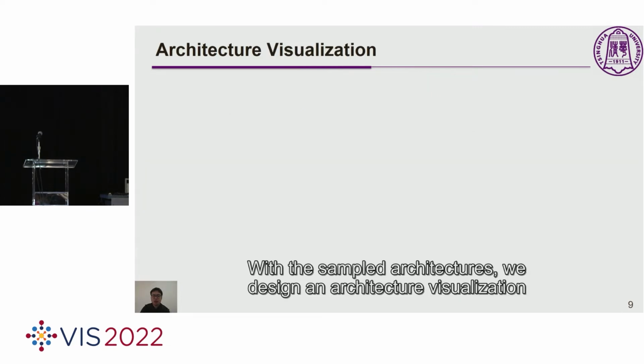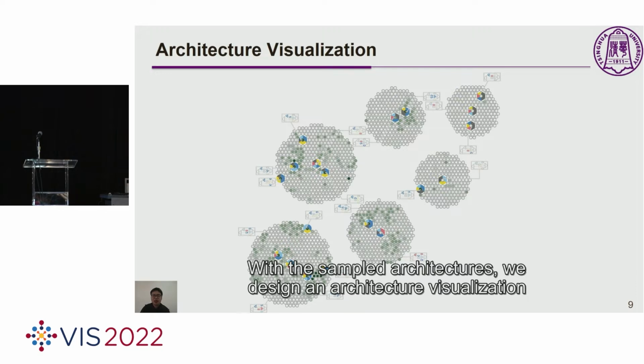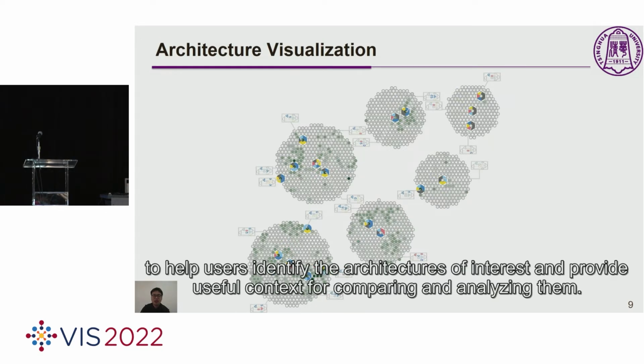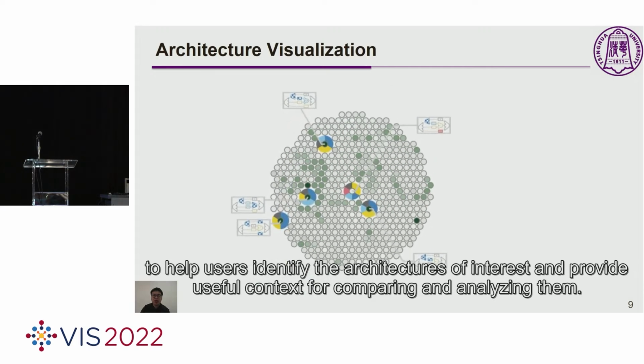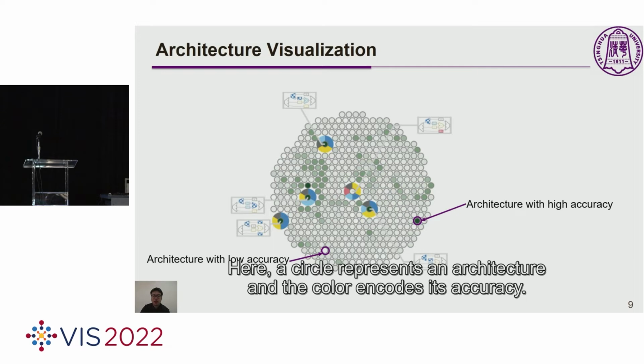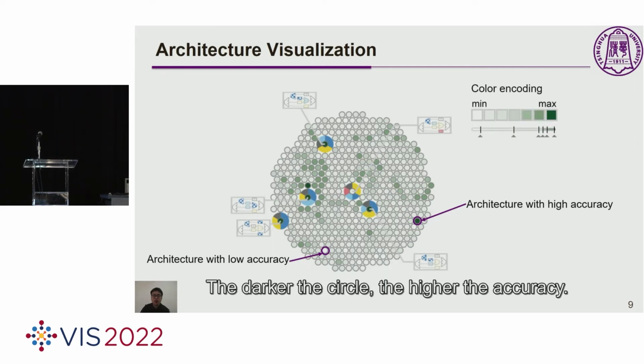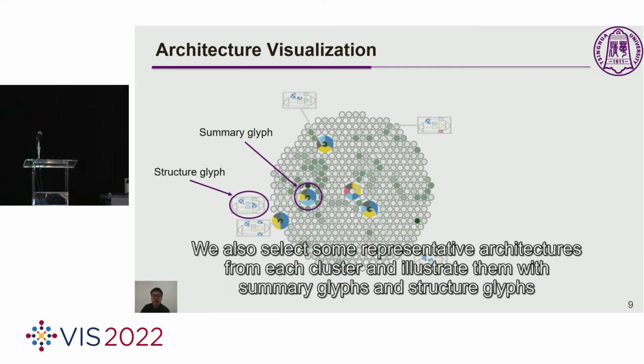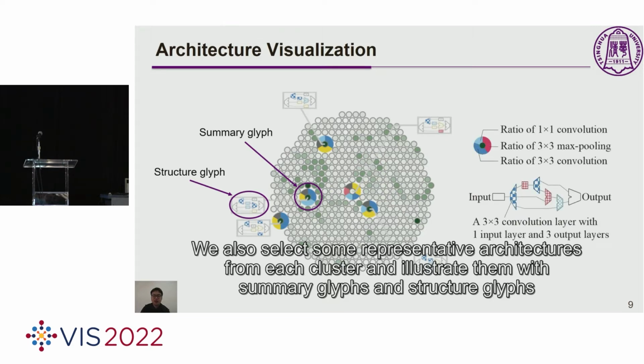With the sampled architectures, we design an architectural visualization to help users identify the architectures of interest and provide useful context for comparing and analyzing them. Here, a circle represents an architecture, and the color encodes its accuracy. The darker the circle, the higher the accuracy. We also select some representative architectures from each cluster and illustrate them with summary glyphs and structure glyphs.